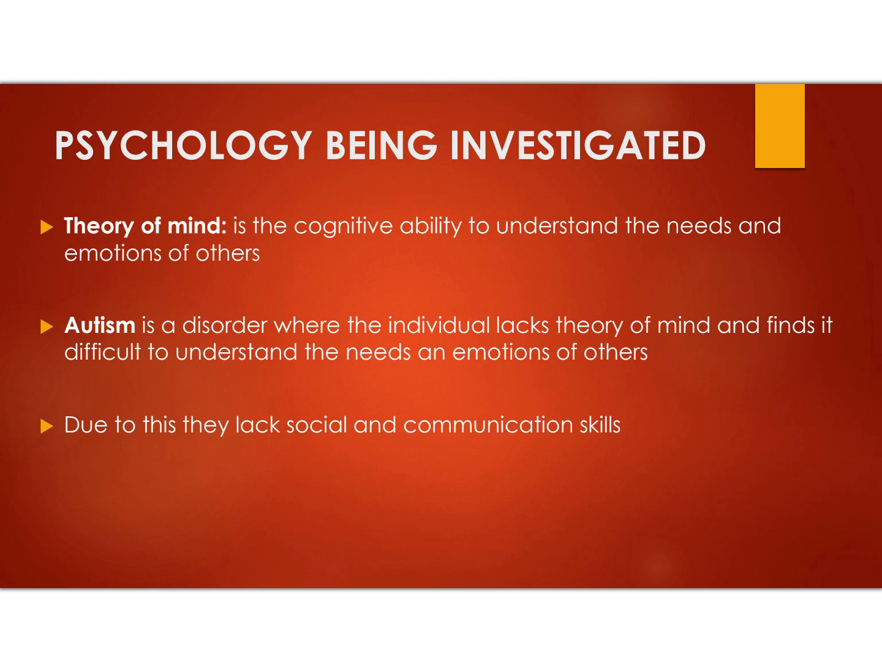So in this study, theory of mind is being tested through the questionnaire by seeing if you're able to determine someone's emotions just by looking at their eyes. So that's the concept being tested, and it's being tested on people with autism. Autism is a disorder where the individual lacks theory of mind and finds it difficult to understand the needs and emotions of others. And due to this, they lack social and communication skills, as I alluded to earlier.